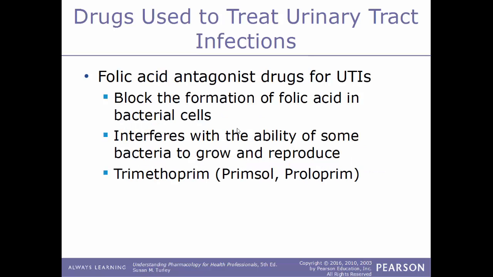Next, folic acid antagonist drugs. These work because they block the formation of folic acid in bacterial cells. So this interferes with the ability of some bacteria to reproduce. And some examples of this category of drugs would be trimethoprim, which is sold under the names Primsol or Proloprim.